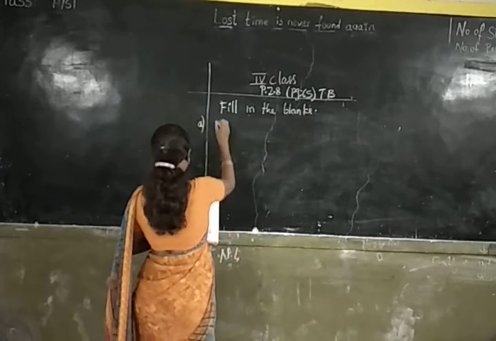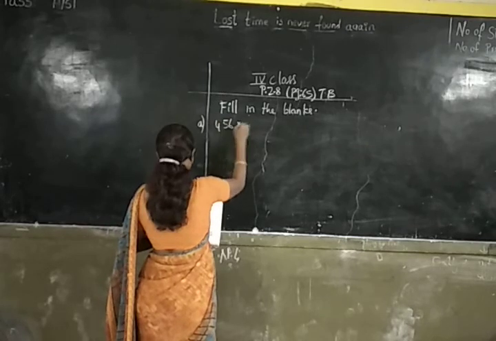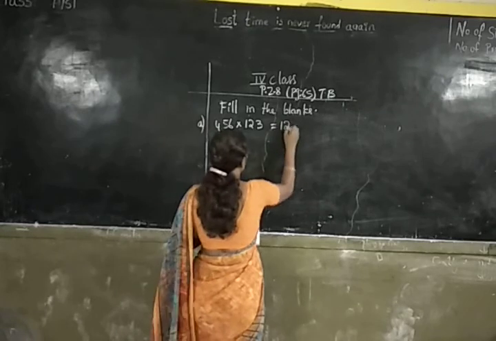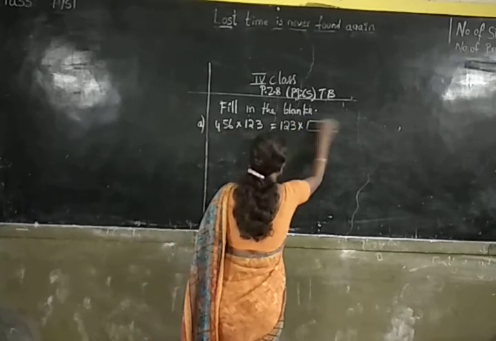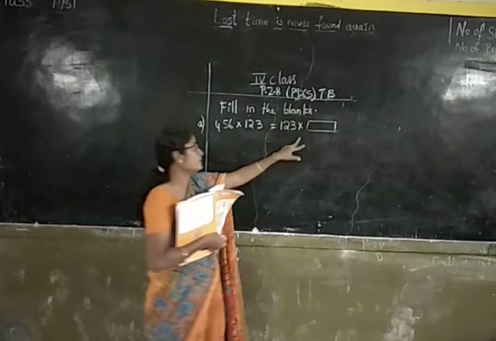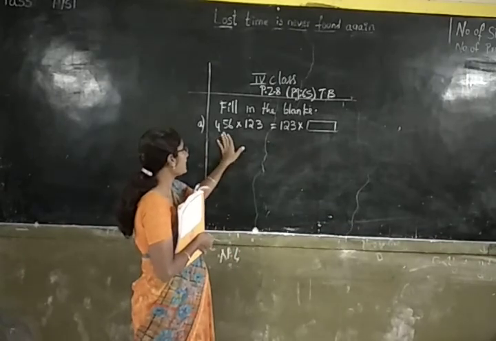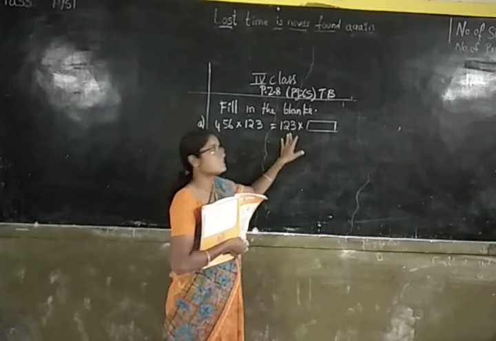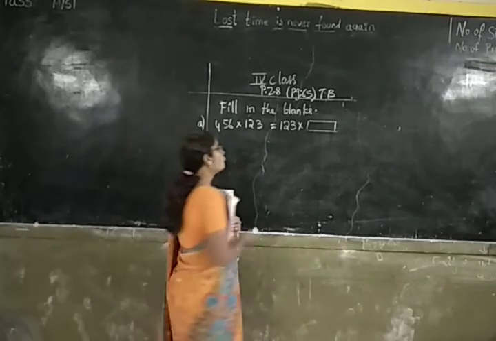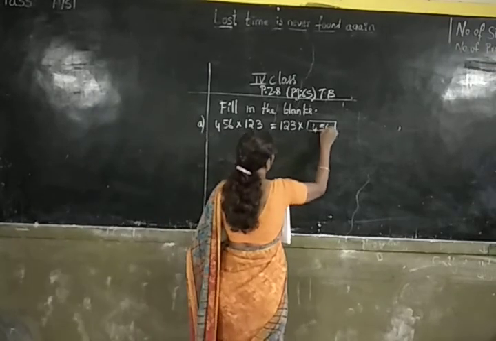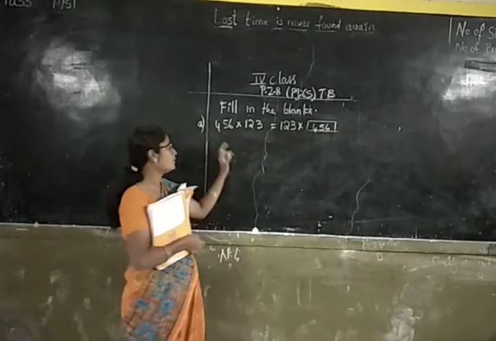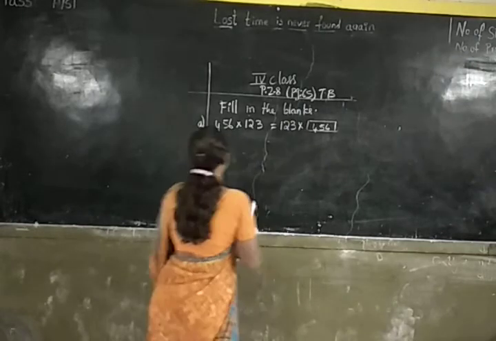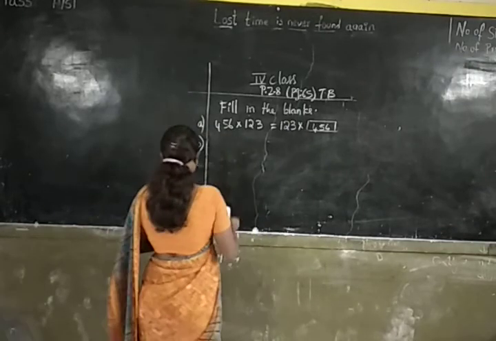The first one is 456 into 123 is equal to 123 into box. Here we have to write the missing number. Here on this side 456 and 123 are given, and on this side only 123 is given. Now we have to write 456 here, because according to the commutative property, order of numbers does not change the product.